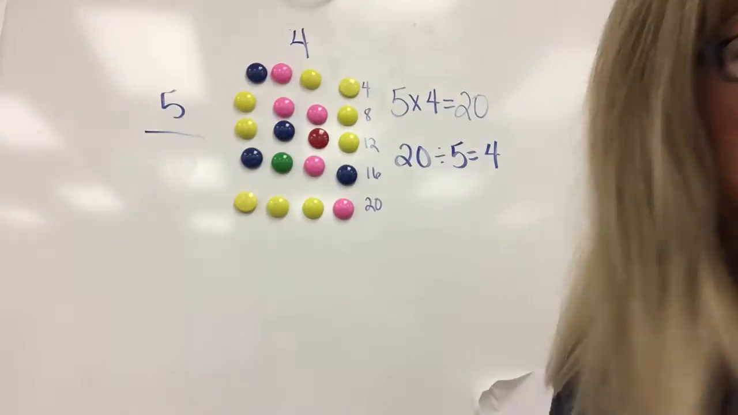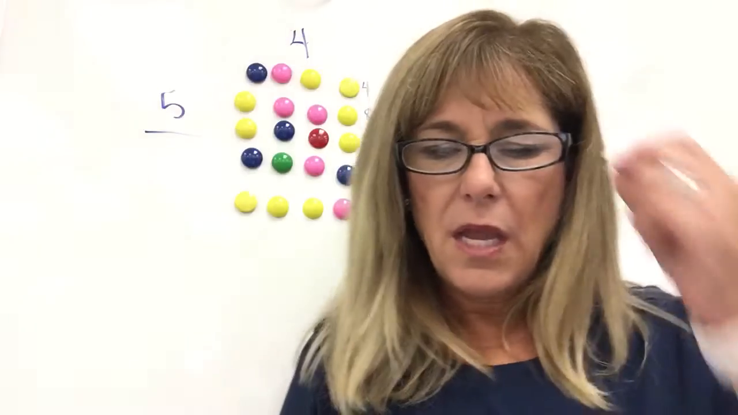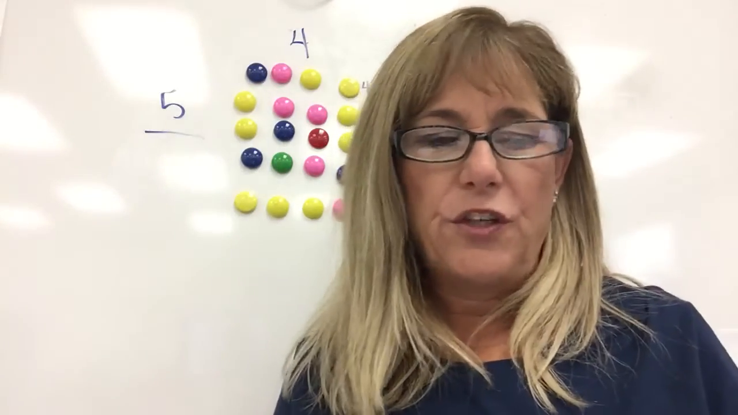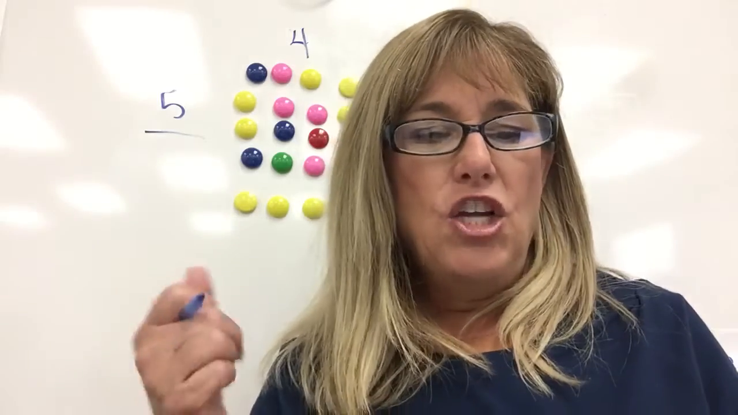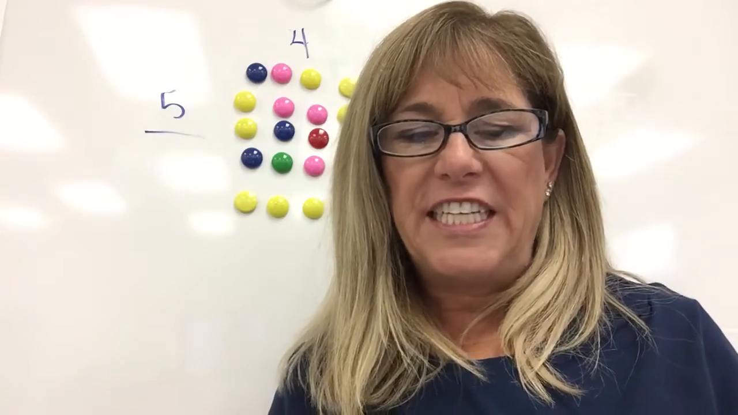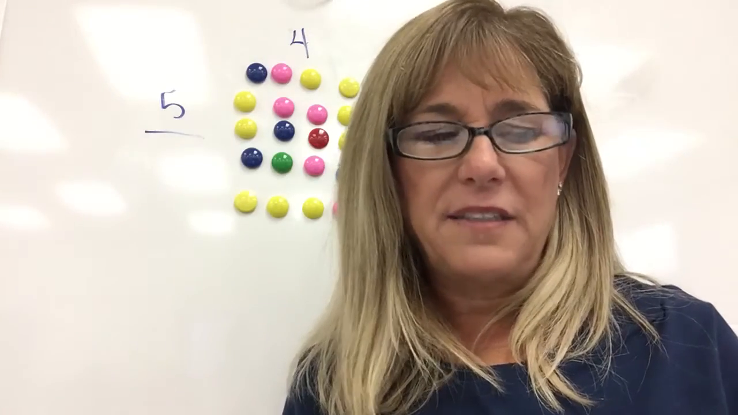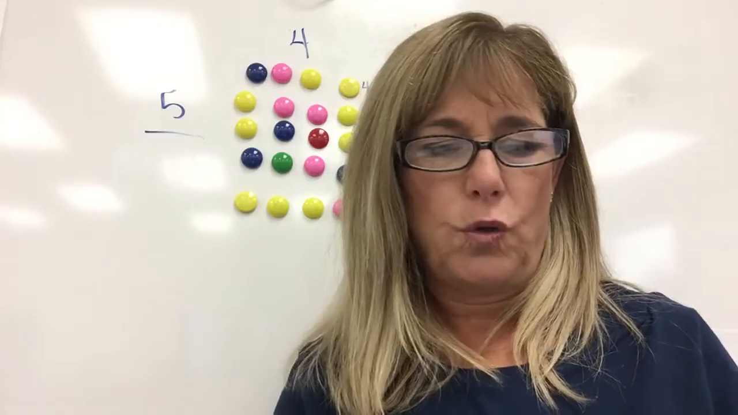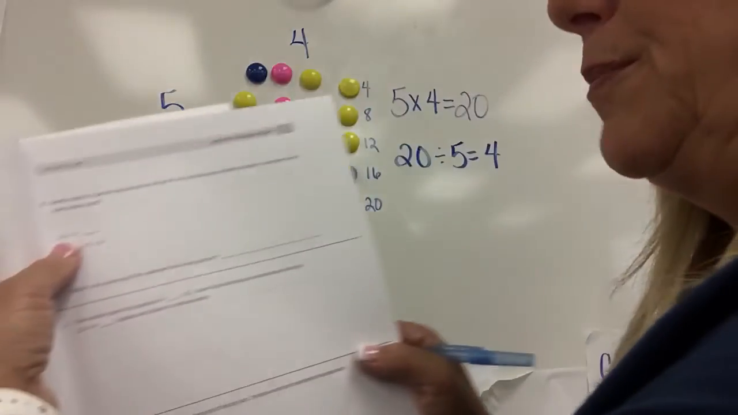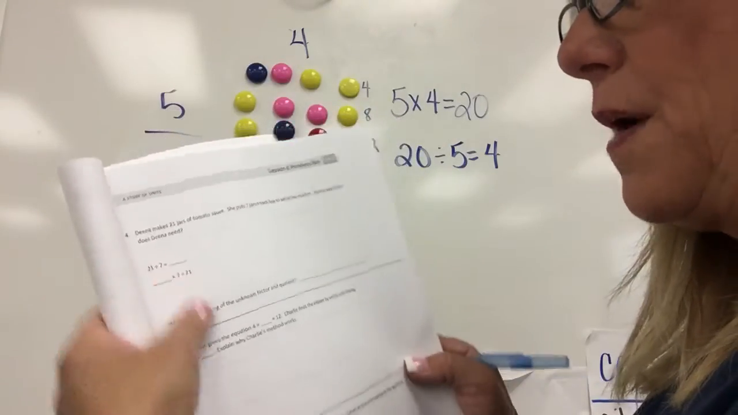All right. I'm going to go ahead and do this next one with you. It says Dina makes 21 jars of tomato sauce. I like tomato sauce because I like spaghetti. She puts 7 jars in each box to sell at the market. How many boxes does she need? Okay, she has 21. That's her total. She puts 7 jars. That's the size of each box.